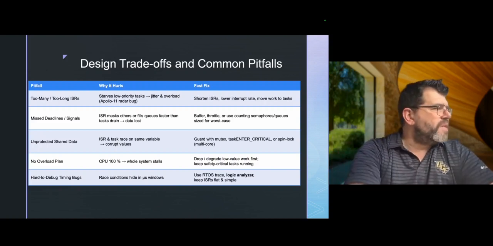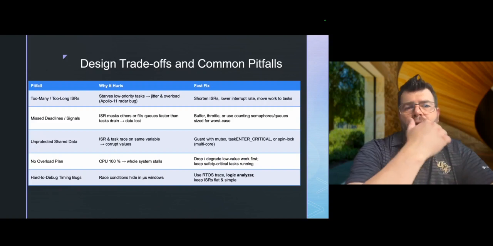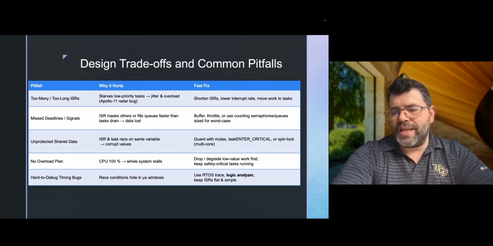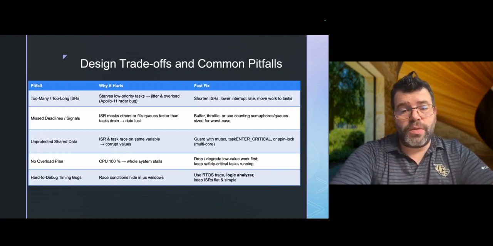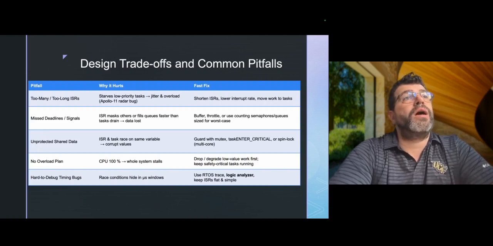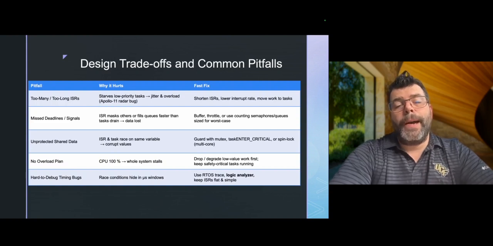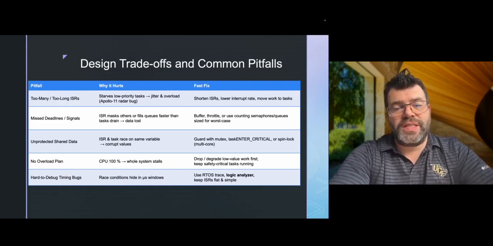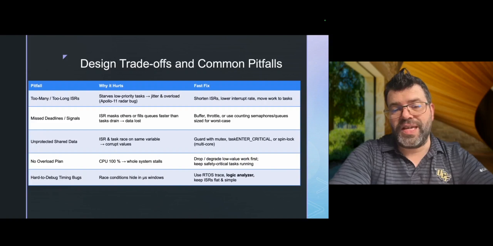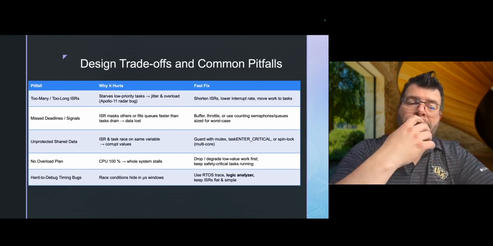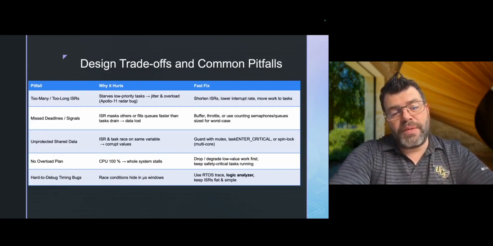No overload plan. This is a common one. Imagine that you have a very tightly packed schedule of tasks, and all of a sudden you get multiple interrupts. It will cause your system to essentially stall. You will be at overcapacity. You will not be able to complete all the tasks with the interrupts as well. The way to fix this is you have to start dropping or degrading low value work. You have to ignore or drop tasks, keeping only the critical safety tasks running so that you don't reach this situation.